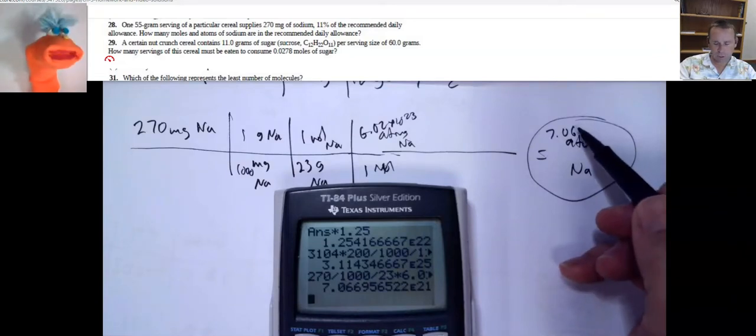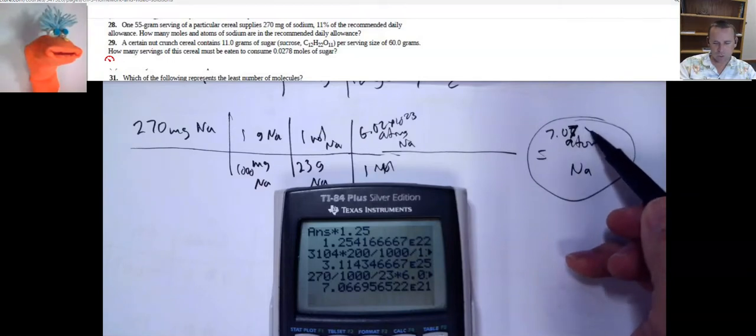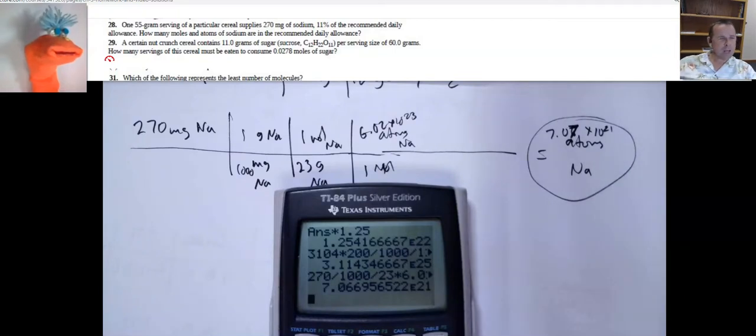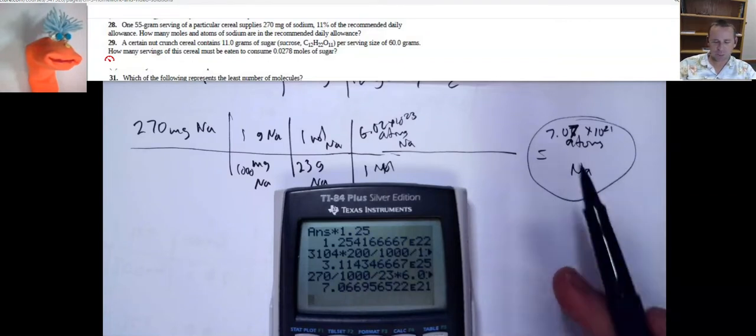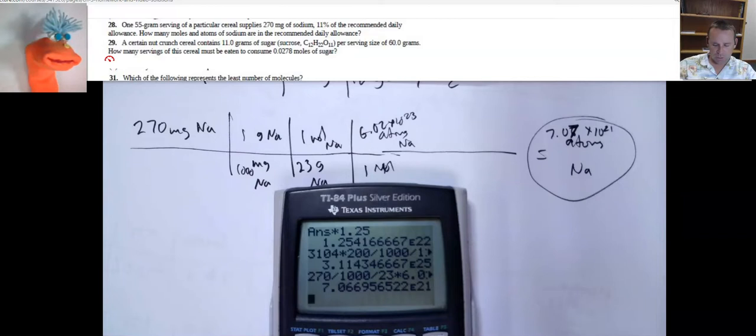I guess you're saying it's not? Let's see. Let's do the right number of significant figures times 10 to the 21 atoms of sodium. They're asking how many moles and atoms of sodium are in the recommended daily allowance. So I guess we found out how many atoms there. We have to divide by 6.02 times 10 to the 23 to get to moles.